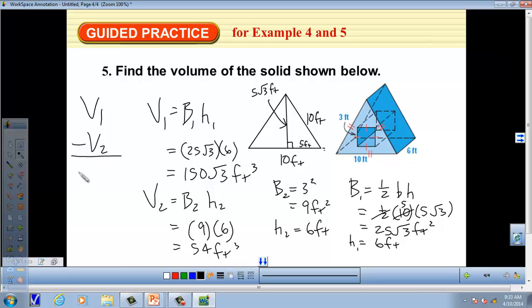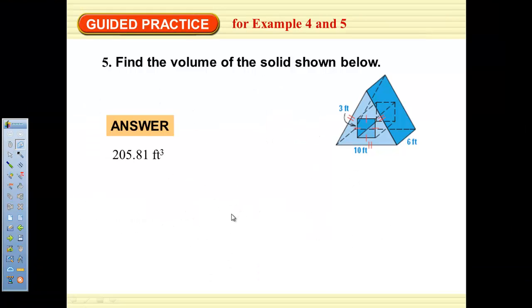And now we just subtract the 2. So we're going to have, whoops, sorry, not 10, but 150 root 3 minus 54. And this is where we get out our calculator. So we say 150 times root 3, and we subtract out 54. We should have gotten 205.81 cubic feet. And we get 205.81. And we're done.